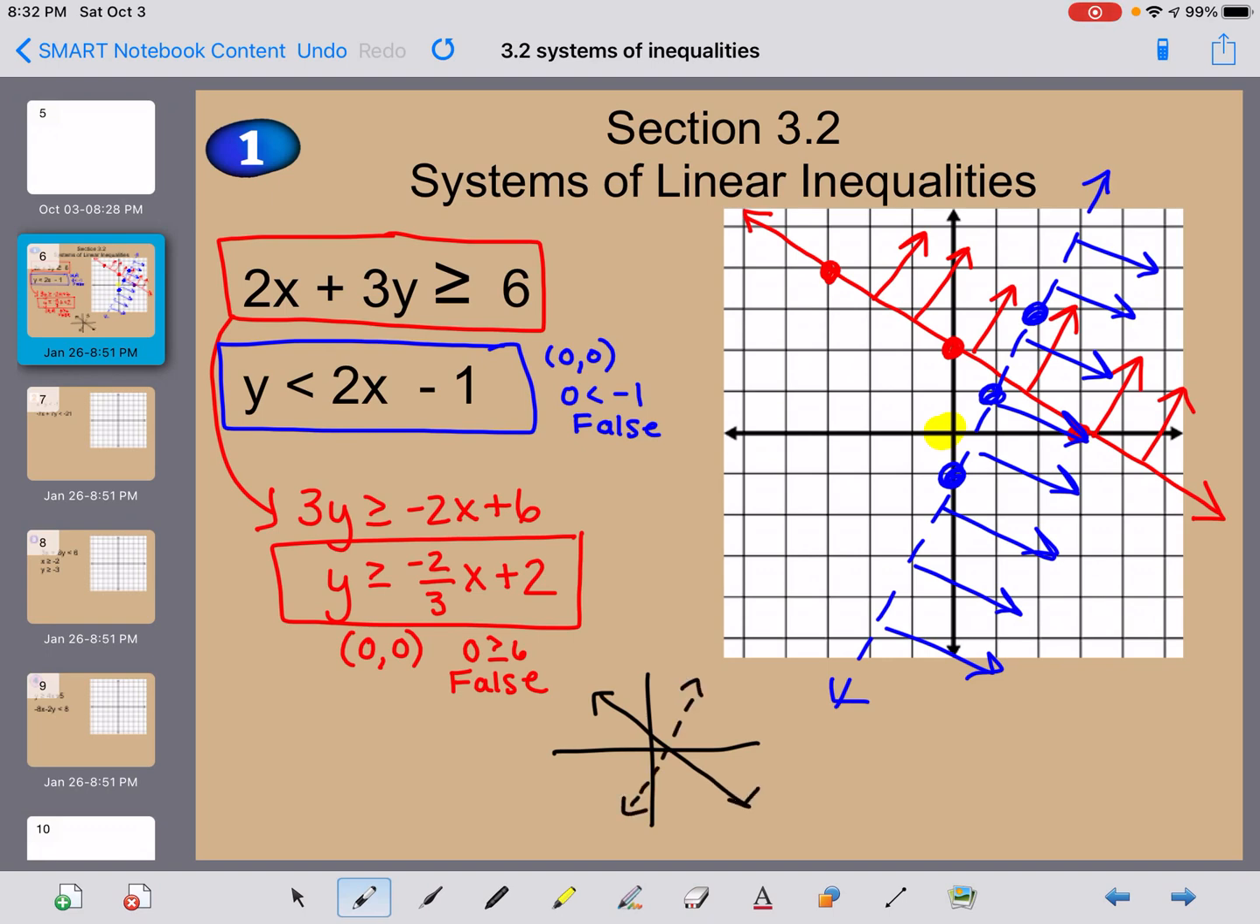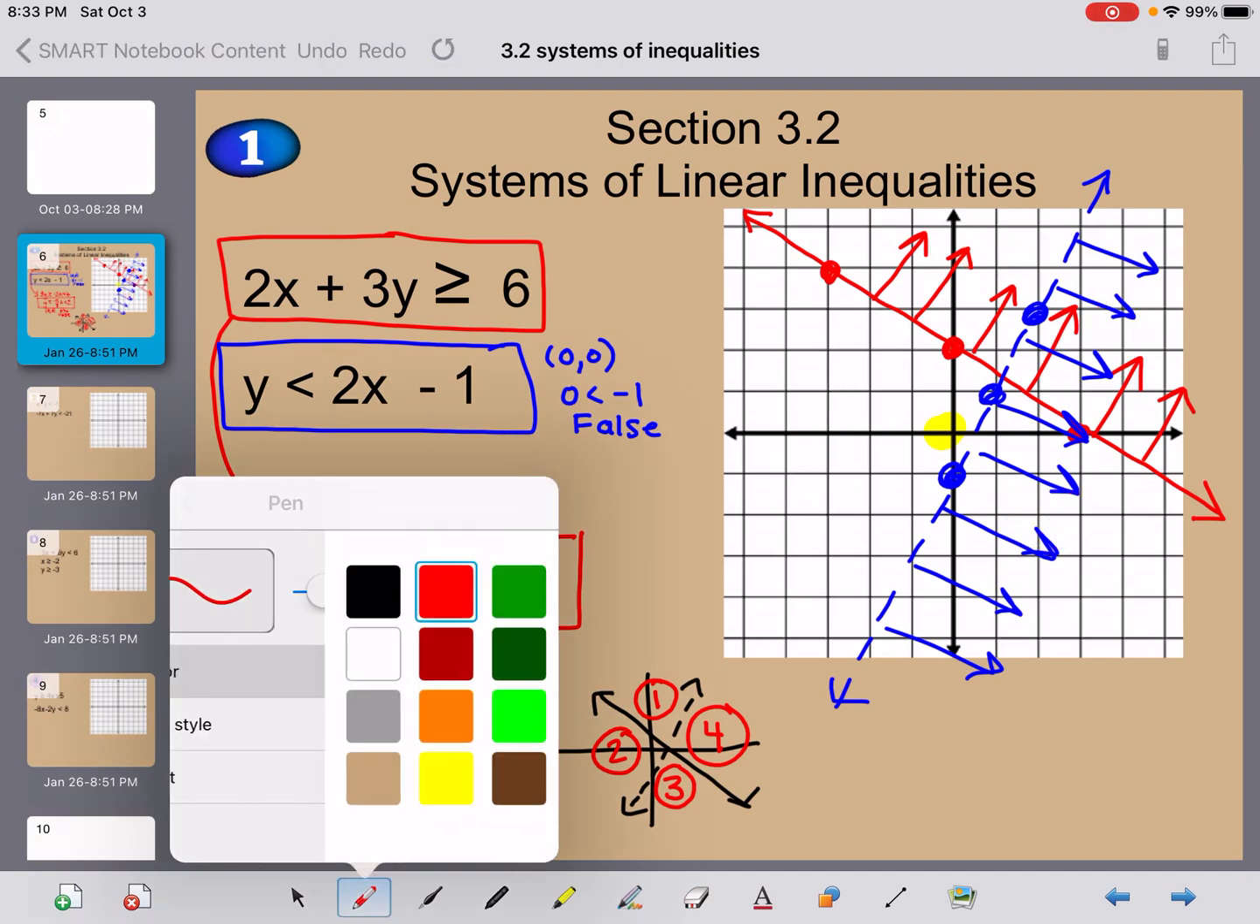Notice that it got split up into 4 zones. So we've got zone 1, zone 2, zone 3, and zone 4. One of those zones will be true. Zone 1, which is up here, only has red shading, so that's not the answer. Zone 2, which is over here, has no shading in it. Zone 3 has only blue, and zone 4 has blue and red. That's going to be our final zone.